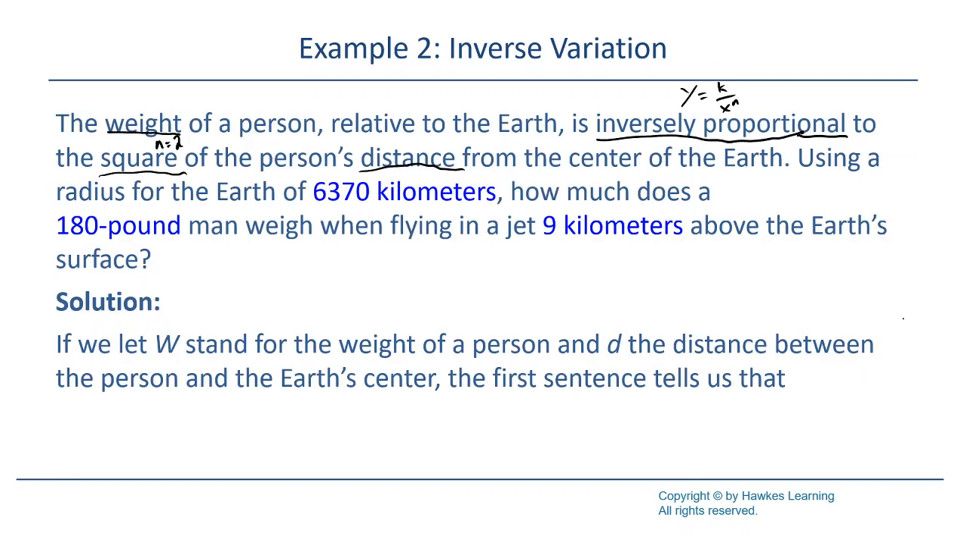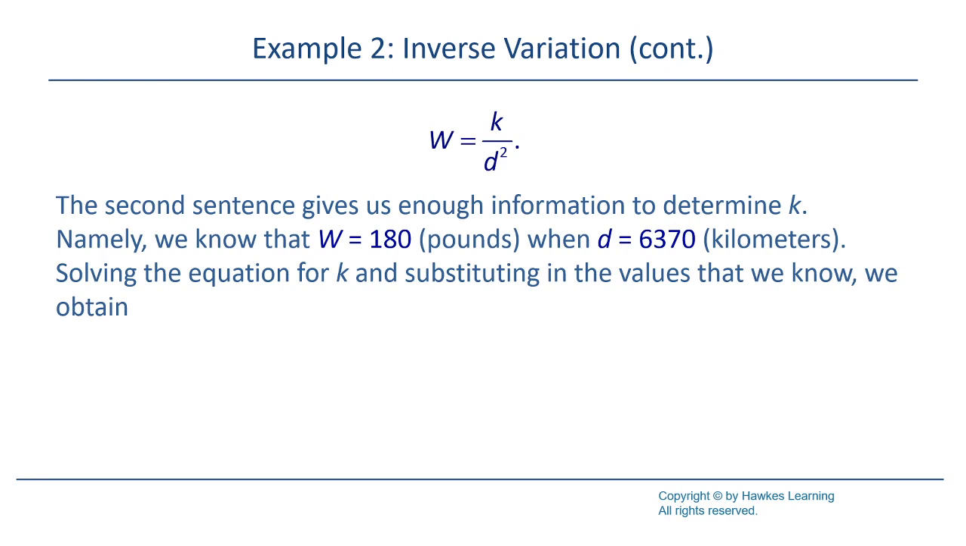So the radius of the Earth is 6,370 kilometers, and we want to know how much a 180-pound man weighs when flying in a jet 9 kilometers above the Earth's surface. So first, we need to find that k value. If the weight is 180 pounds and the distance is 6,370, well, you square 6,370, and that's going to get you quite a large number.